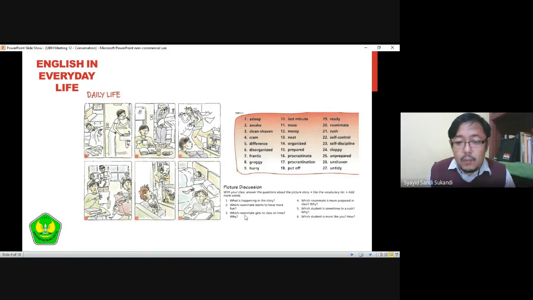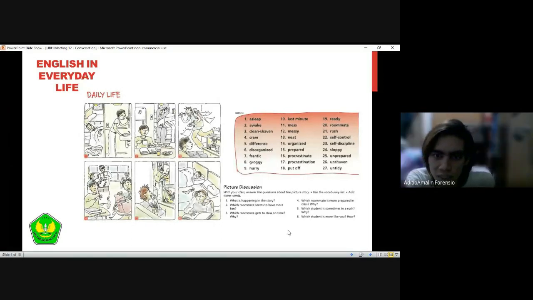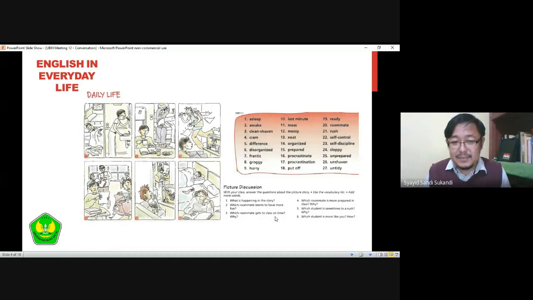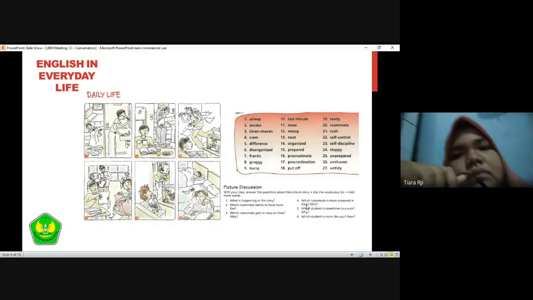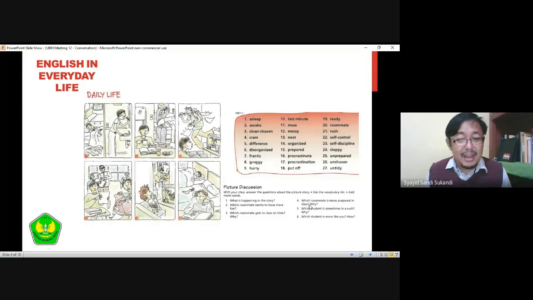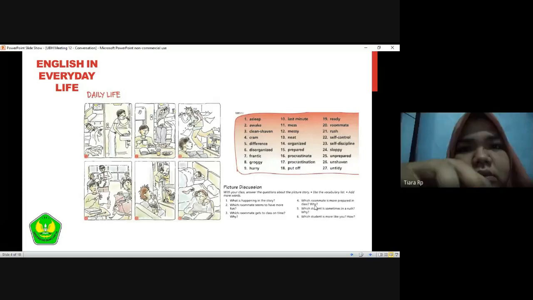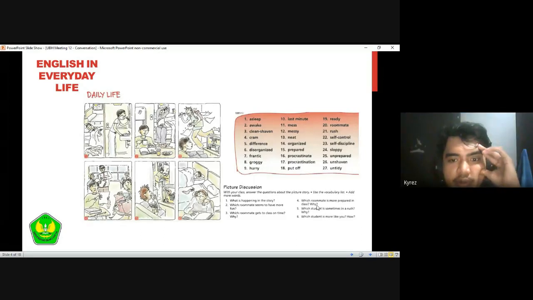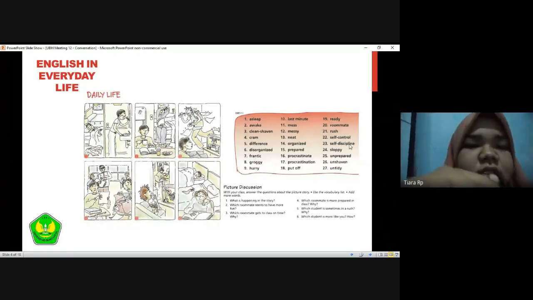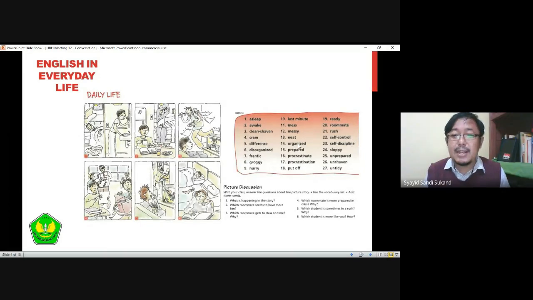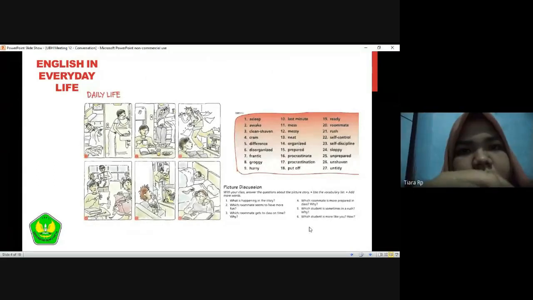Okay, number three. Which roommate gets to class on time? Definitely Mr. Yellow. Great. That's the correct answer. Why? Yeah, he's on time. He's self-disciplined or something. Okay, good. Right, that's the reason. Number four, which roommate is more prepared in class? Mr. Yellow, of course. Why? Because he is more disciplined. Mm-hmm. Self-discipline. And organized. Good.